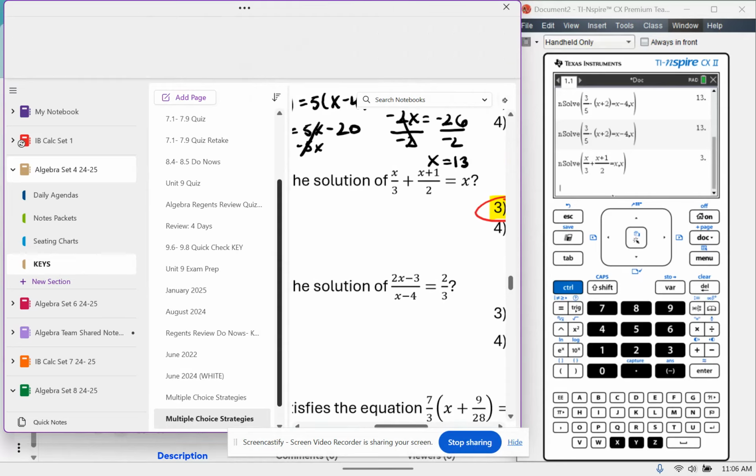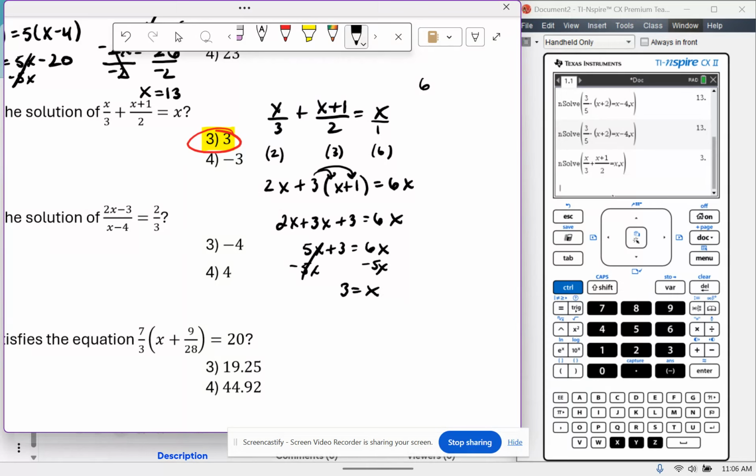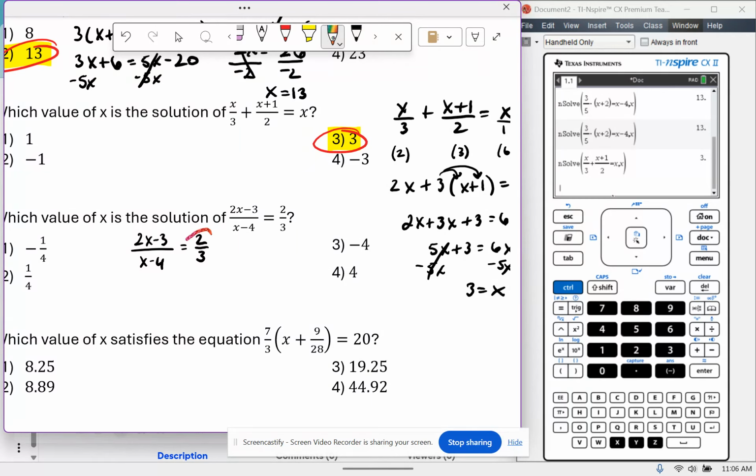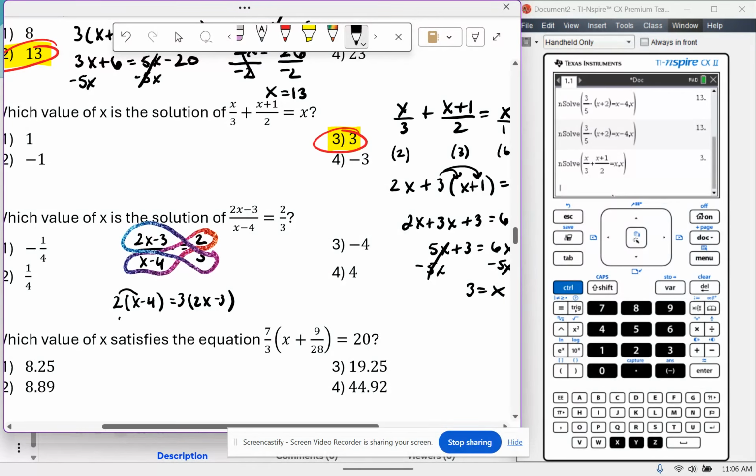Okay, let's see if that was the help we needed. Yes, okay. So this is equal to 2/3. And what I'm going to want to do now to see if it's linear or quadratic or what's going on, which way I'm going to solve it, is cross multiply. So I've got 2 times x minus 4 equals, cross multiply on the other side here, 3 times 2x minus 3. And then I'm going to distribute. So I get 2x minus 8 equals 6x minus 9.